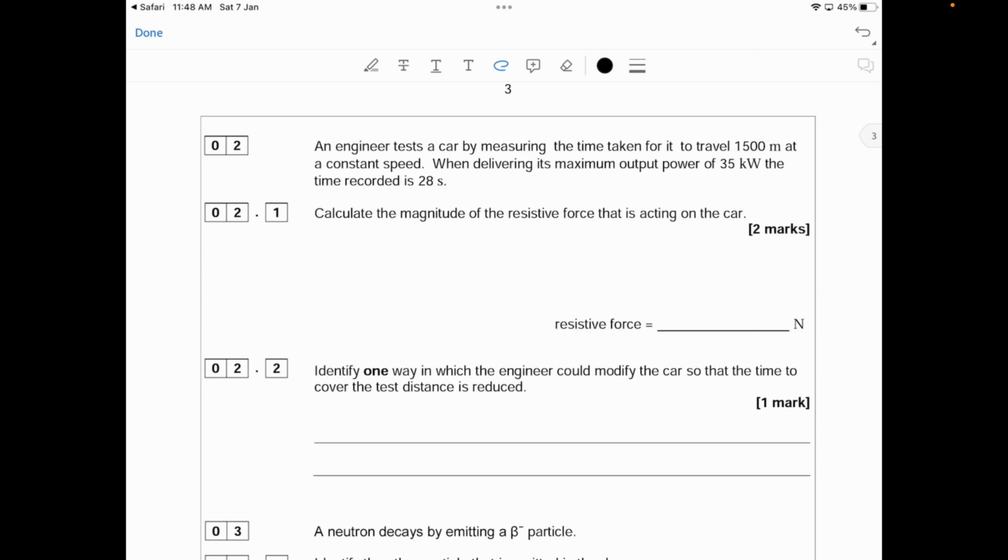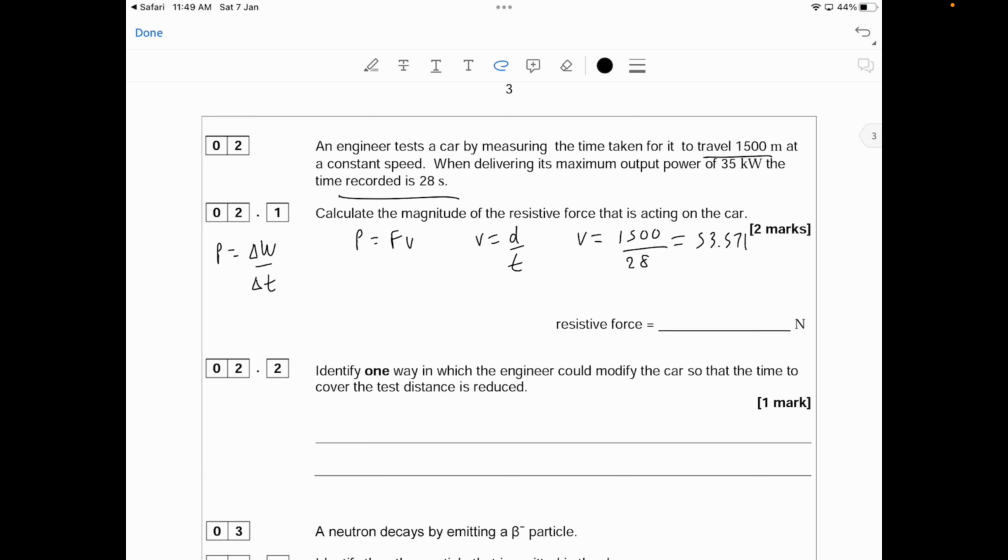So we have to understand which formula we use for this situation. On the formula sheet, we can see that power is equivalent to the change in work done divided by the change in time. We have another formula where power is also equivalent to force times velocity. We also know that velocity is distance over time. Since we are given the distance and the time recorded, we can find the velocity. So velocity is equivalent to the distance, 1,500 meters, divided by the time, 28 seconds. Find the velocity first. That's going to be 53.571. We know the velocity.